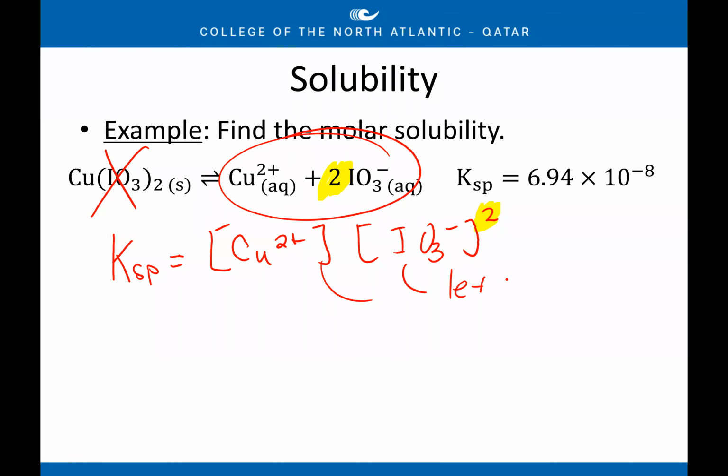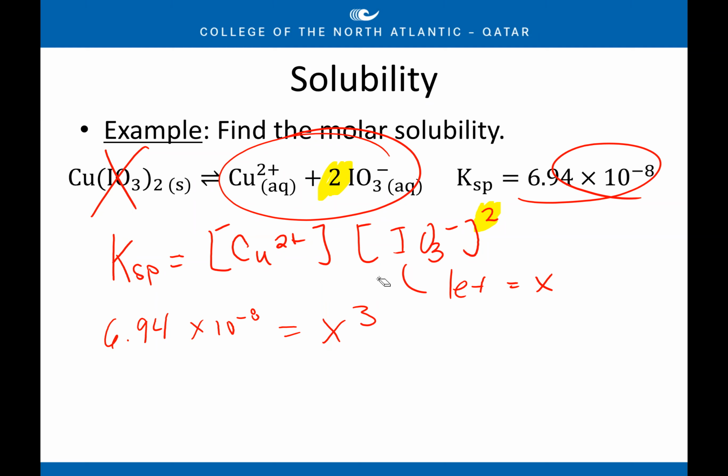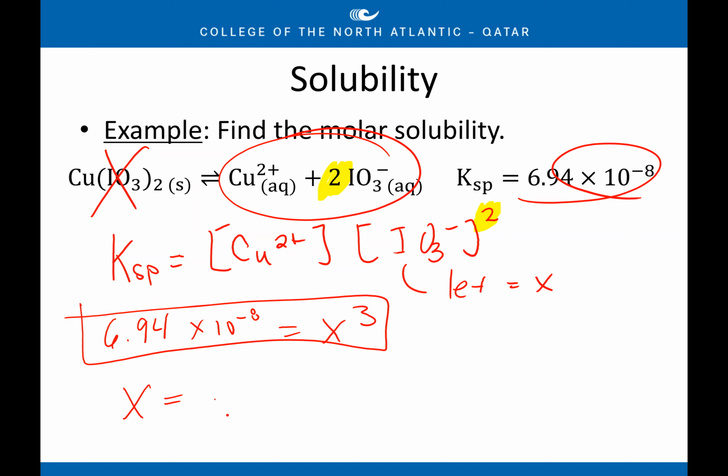So I'm going to let these guys equal x, and I'm going to rewrite my KSP as 6.94 times 10 to the minus 8, right? That's that number there, equals x cubed. Now x cubed. For any of you not comfortable with math, you might want to send me an email, chat with me after class, go see your math instructor. But what would you do in math class with this equation? Well, you would do what's called the cube root. It's a button on your calculator.